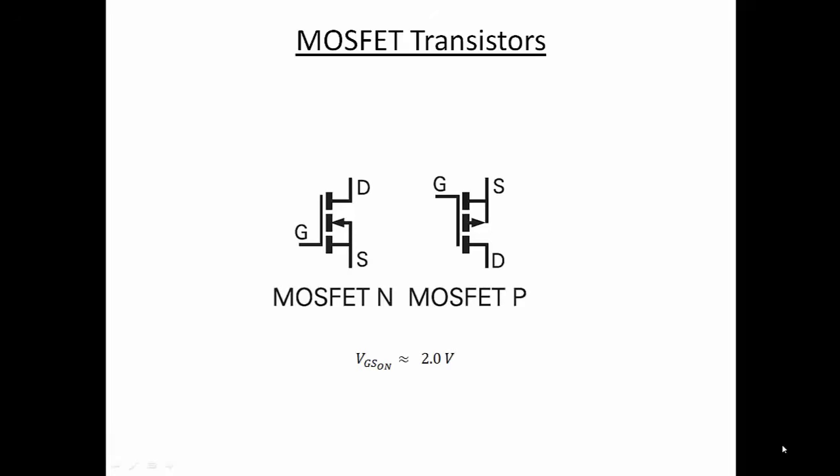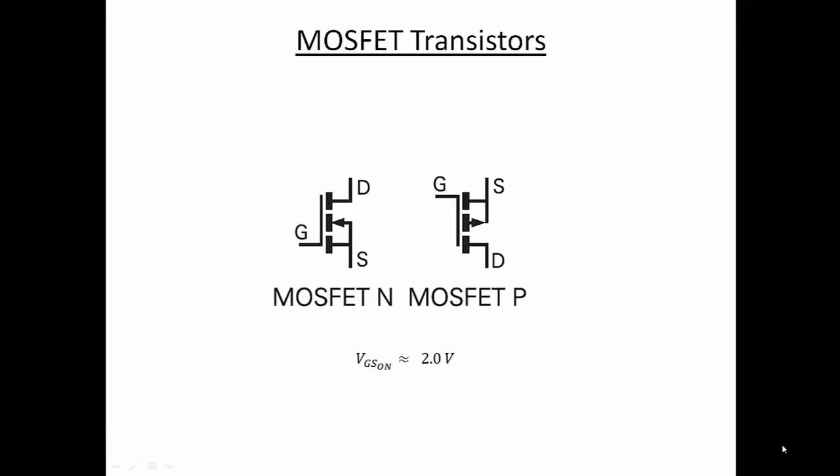Although MOSFETs can be used in a linear mode, for the most part they are used as switches. A MOSFET is typically fully on when the gate to source voltage exceeds about 2 volts. For an N-channel MOSFET, the transistor is fully on when the gate to source voltage exceeds 2 volts. For a P-channel MOSFET, the gate must be 2 volts less than the source for the transistor to be fully on. In our discussion of MOSFETs, we are referring to enhancement mode MOSFETs.